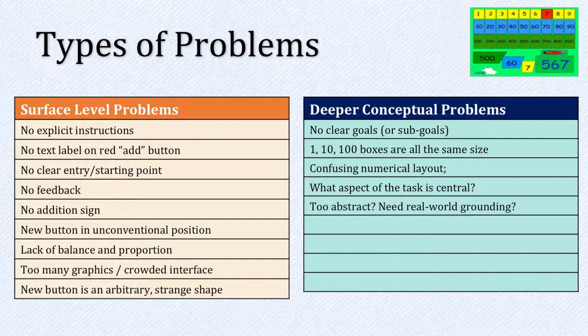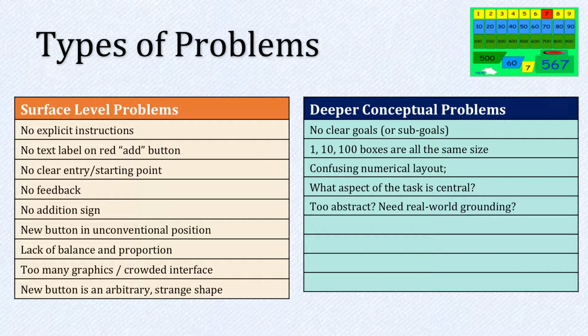many of you argued that there are severe conceptual problems. Some of those problems included no clear goal or sub-goals. The 1, 10, and 100 boxes, although they represent different quantities, are all the same size. There's a confusing numerical layout. In fact, number 1, the smallest unit, is up and to the left, and the bigger numbers are down at the bottom. It's not clear what aspect of the task is central. Is it the selection of the numbers? Is it addition? Is it place value?